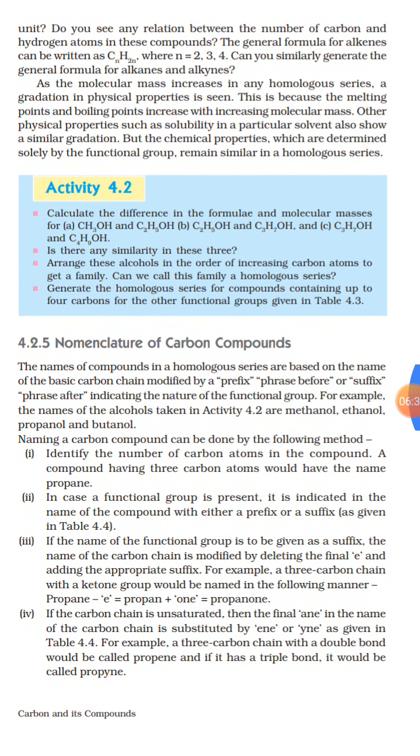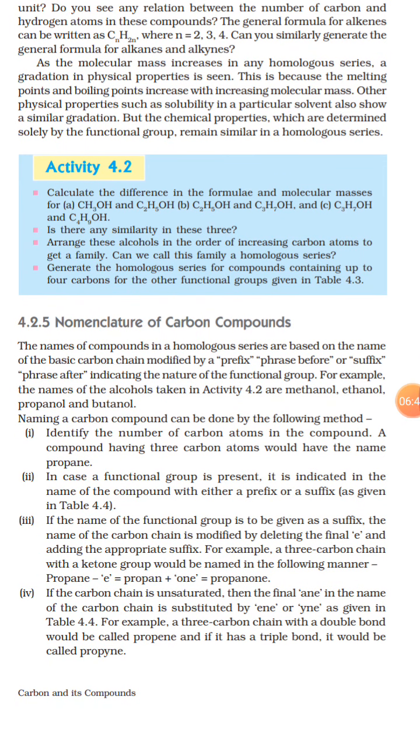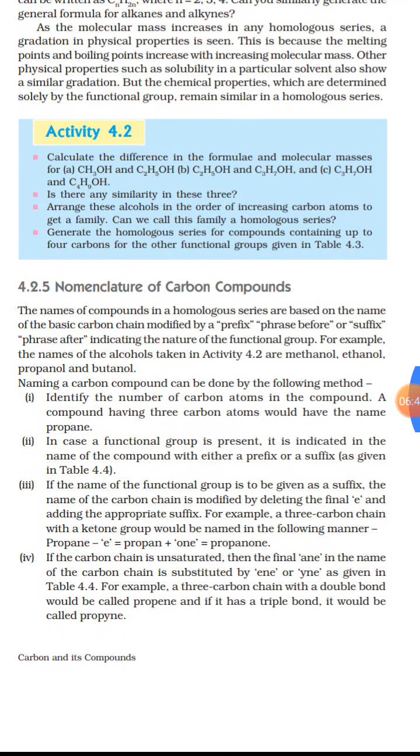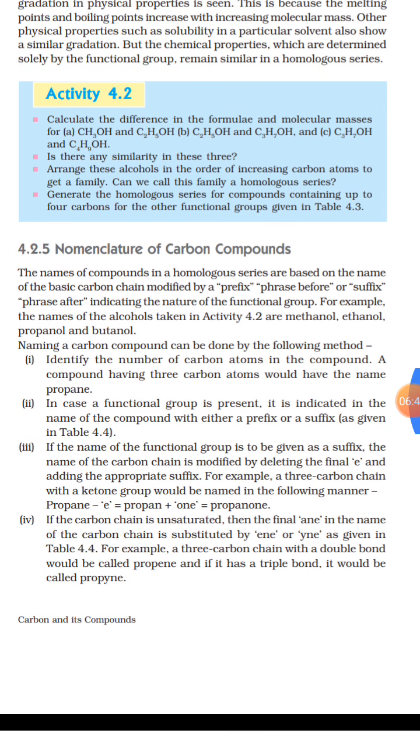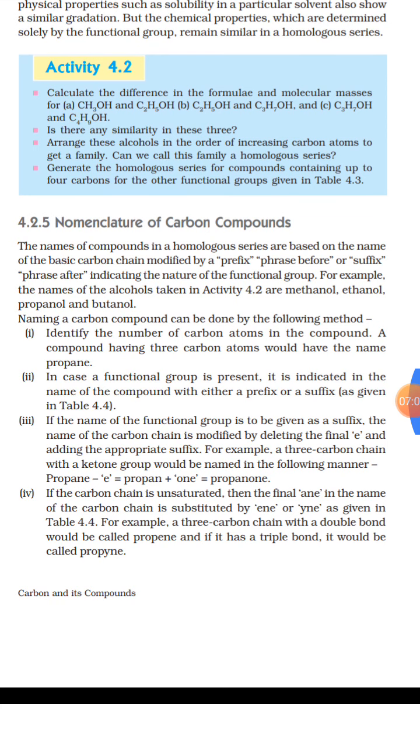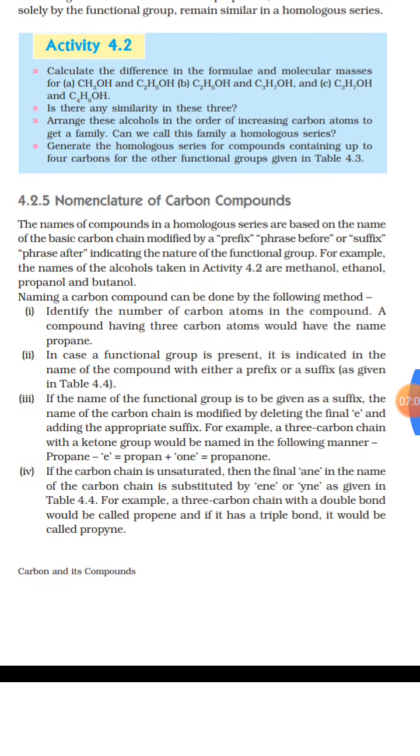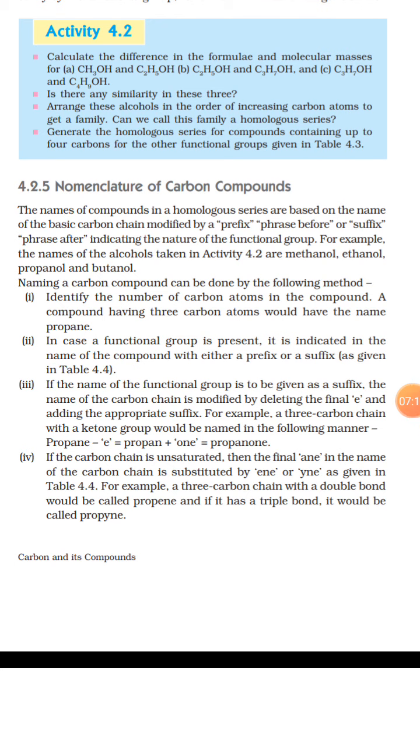Other physical properties such as solubility in a particular solvent also show a similar gradation, but the chemical properties, which are determined solely by the functional group, remain similar in the homologous series. Now students, let us do the activity: calculate the difference in the formula and molecular masses for A) CH3OH and C2H5OH, B) C2H5OH and C3H7OH, and we can easily calculate.